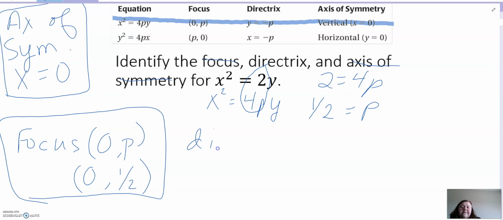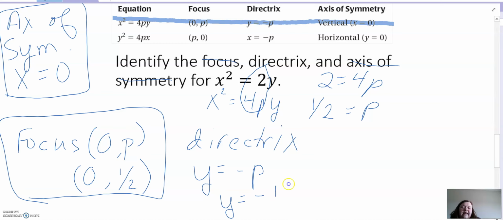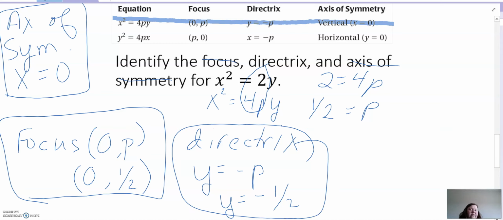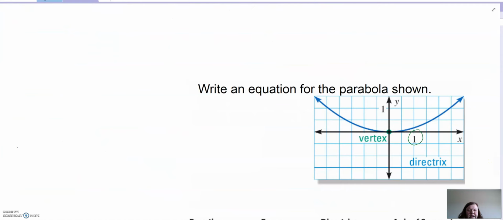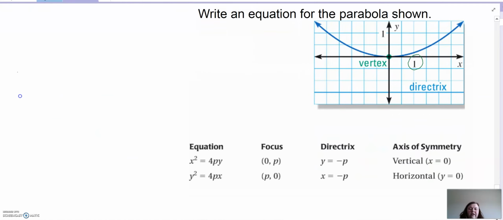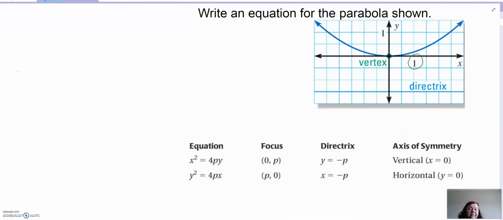And then for our directrix, it's y equals negative p. So we'll have y equals negative 1/2. So we have 3 pieces of information. I'd like to do one more example. Okay, and this time we're going to work backwards. And we're going to look for an equation given the graph.